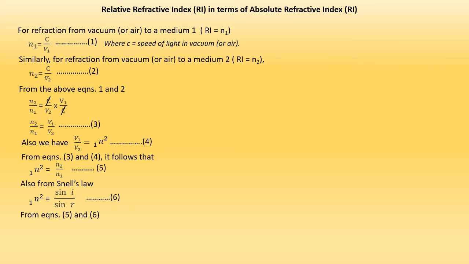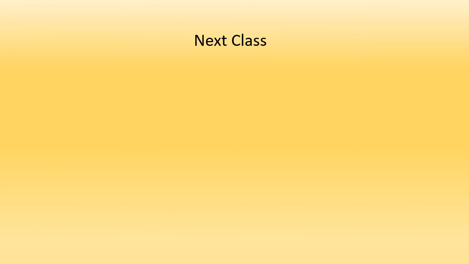From equations 5 and 6, we write it as sin i / sin r = n2 / n1. That is, n1 sin i = n2 sin r. These equations help you in solving numerical problems. In the next class, we'll study about total internal reflection.